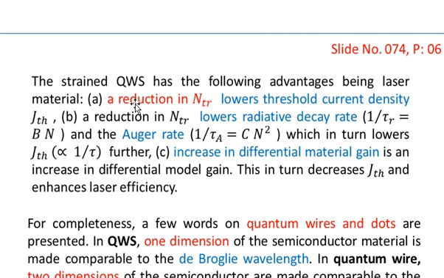So you see that when the density of the transparent material is reduced, then of course the threshold value for the current density is also reduced. The second is a reduction in N_TR.